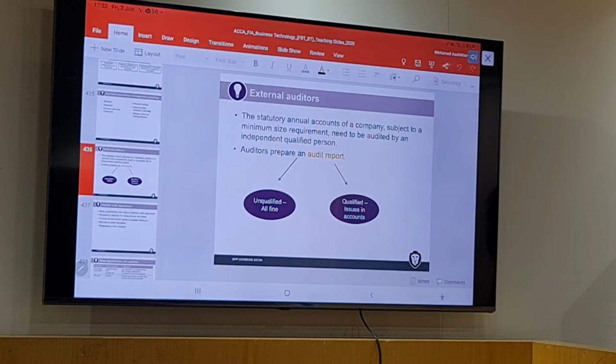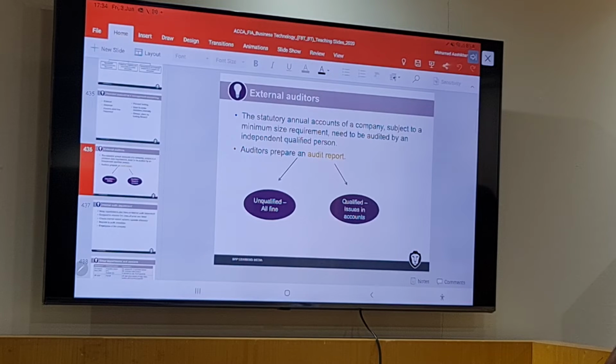Who is the external auditor? The financial statements the company prepares, we call statutory financial statements. These financial statements should be prepared by internal people, but should be verified by an outside auditor. That outside auditor's name is external auditor. Statutory annual accounts of a company, subject to a minimum size requirement, need to be audited by an independent qualified person. He should be independent, he should be qualified. Auditors prepare an audit report.